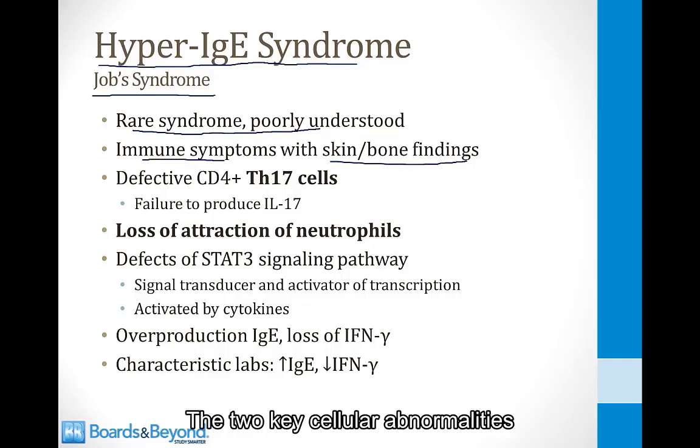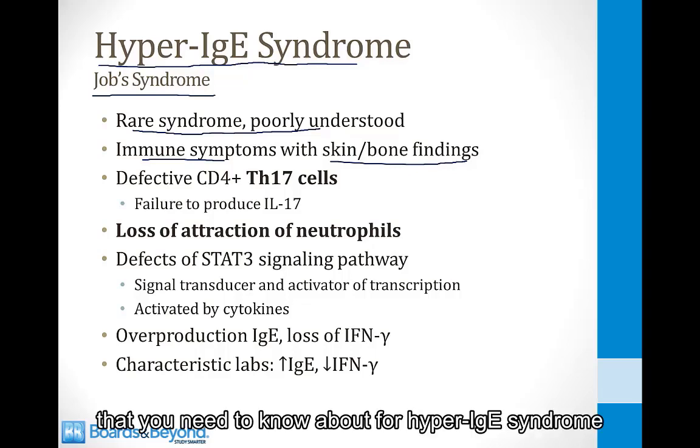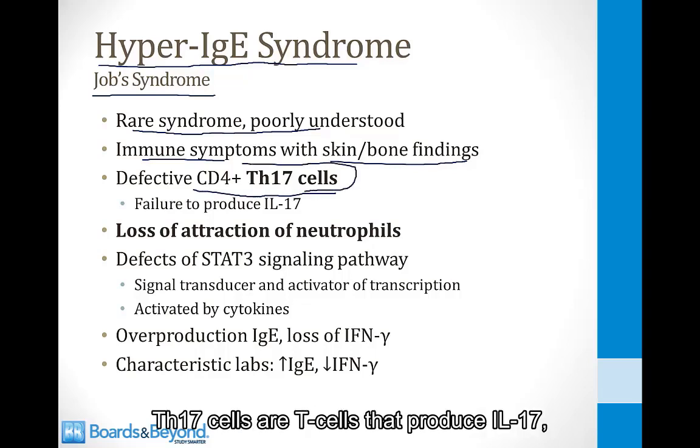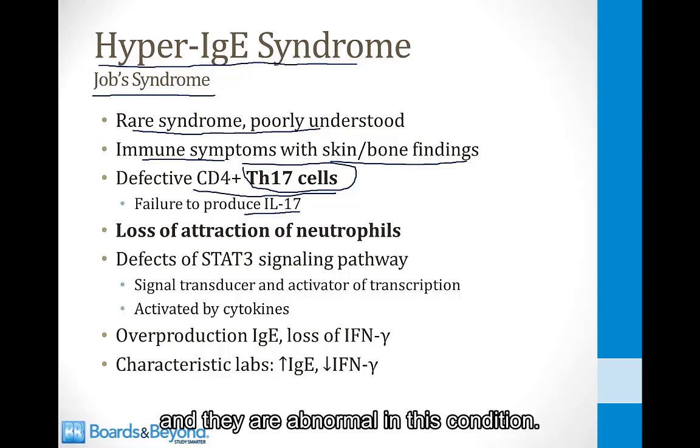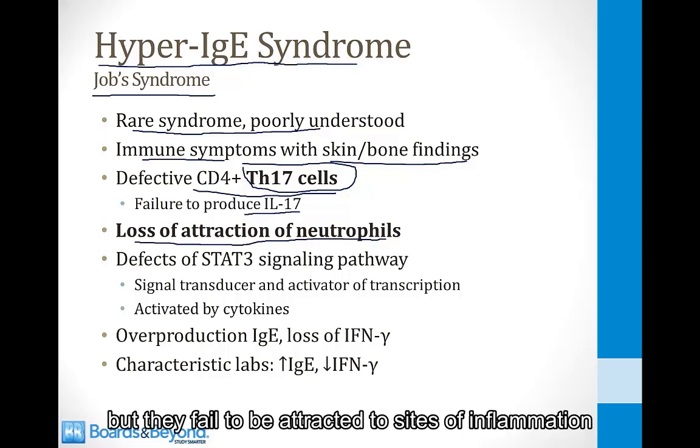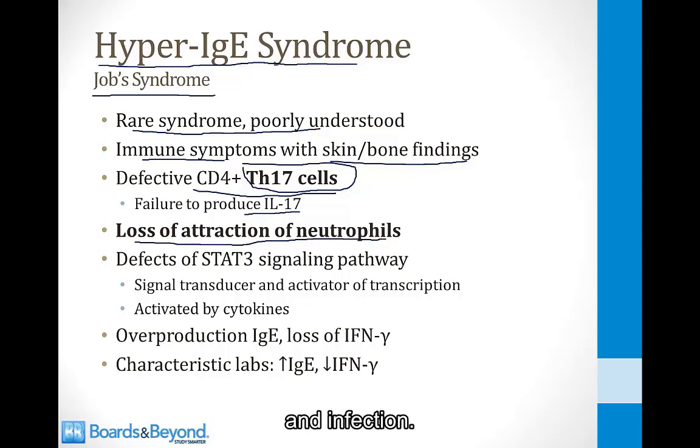The two key cellular abnormalities that you need to know about for hyper-IgE syndrome are defective CD4 positive Th17 cells. Th17 cells are T cells that produce IL-17, and they are abnormal in this condition. The second problem in this condition is the loss of attraction of neutrophils. Neutrophils are normal, but they fail to be attracted to sites of inflammation and infection.